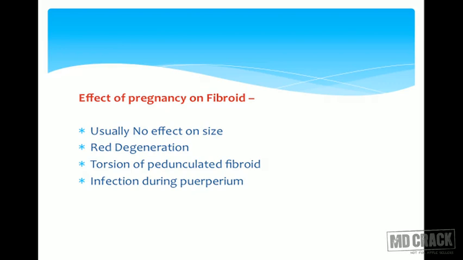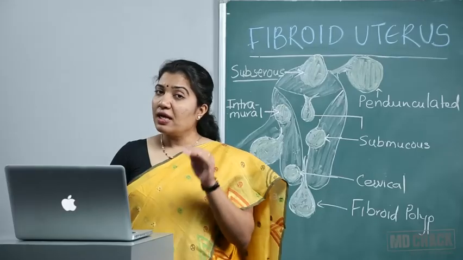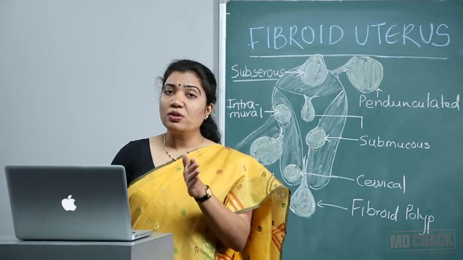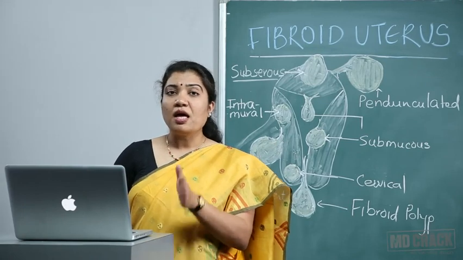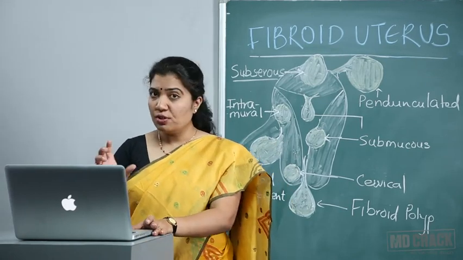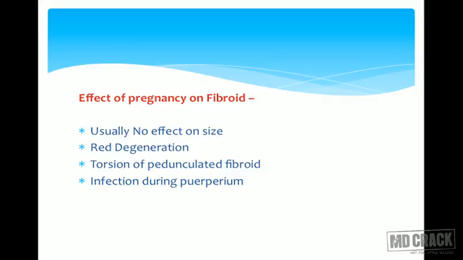What are the effects of pregnancy on fibroid? Usually no effect is seen on size, but sometimes the tumor may grow and there will be red degeneration. Guys, we are coming across this degeneration again and again, and most of the MCQs are on this, so please remember. There can be torsion of a pedunculated fibroid, and infection in the puerperium is very common. Such a fibroid may get infected during the puerperium, and that may lead to puerperal sepsis.